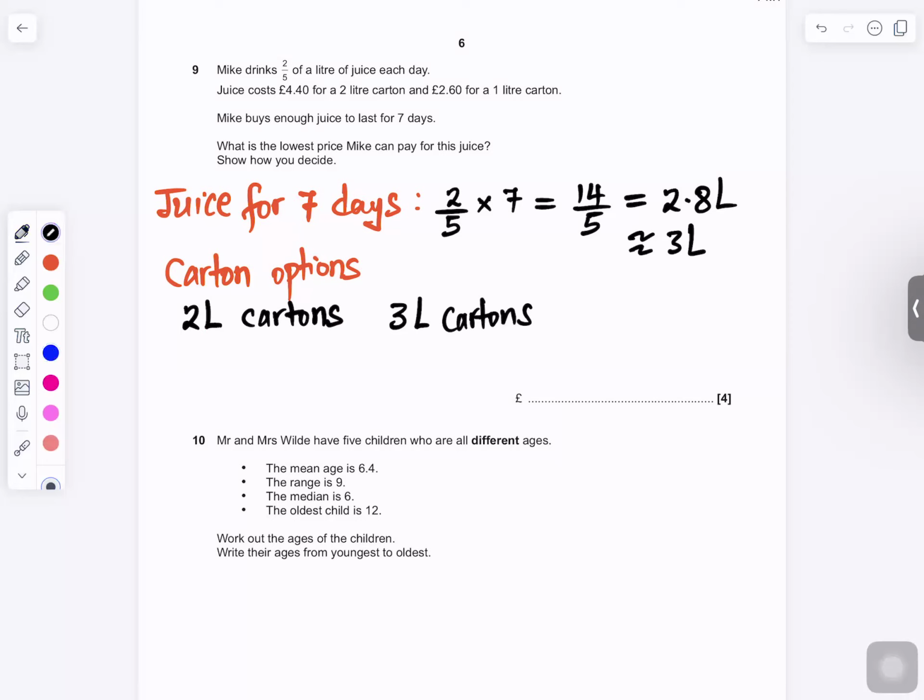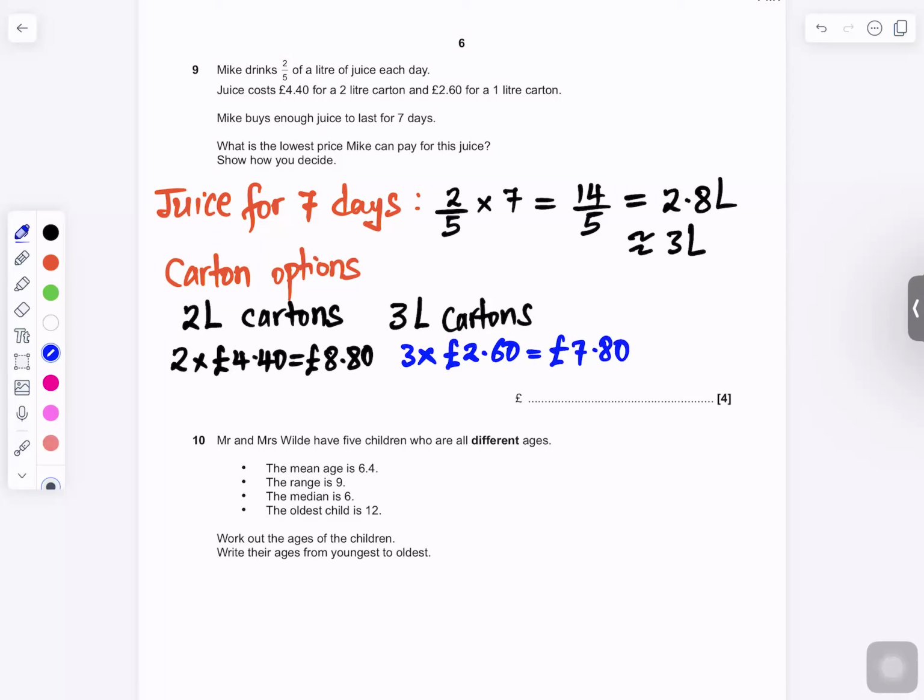So you can buy, what's 2 times 4 pound 40? It is 8.80. 8 pound 80, correct? And then 3 times 2 pound 60. 7.80. 7 pound 80.